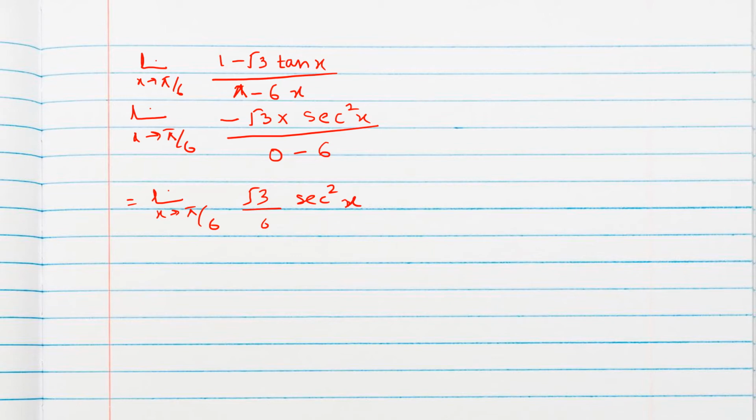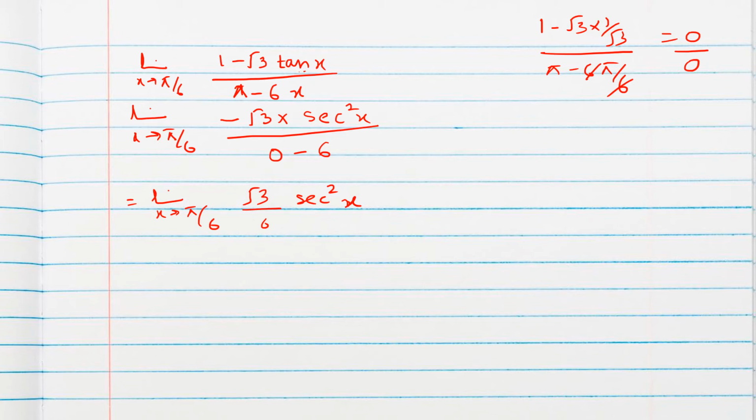Now here you can check. If after substituting pi by 6 you will get tan pi by 6 is 1 by root 3, so 1 minus root 3 by root 3, and pi minus 6 pi by 6. So this is nothing but 0 by 0 form, indeterminate form. In this form only, 0 by 0 or plus minus infinity by infinity, we can use L'Hospital rule. For other limit questions, we cannot use L'Hospital rule.